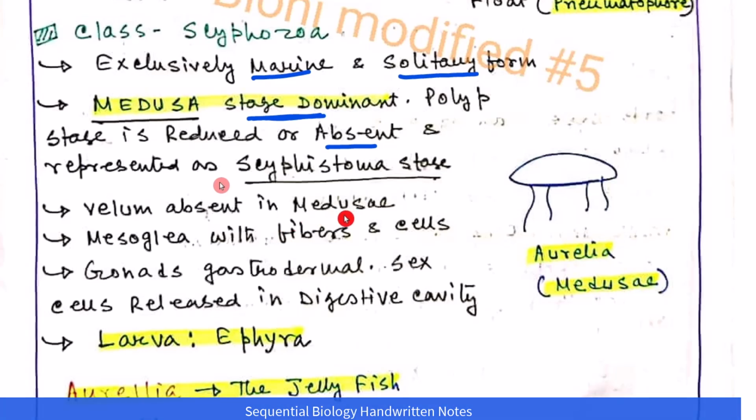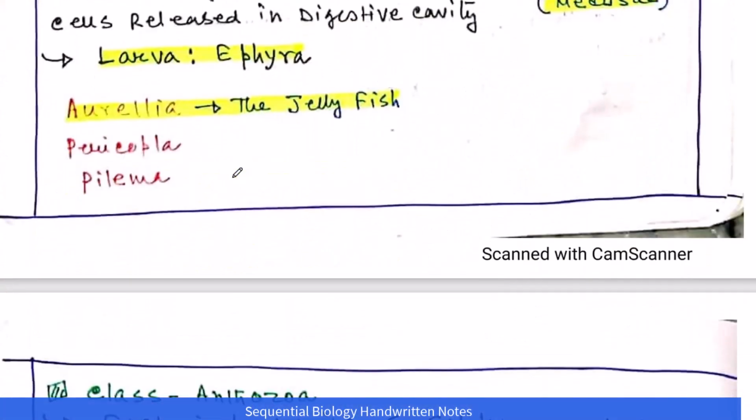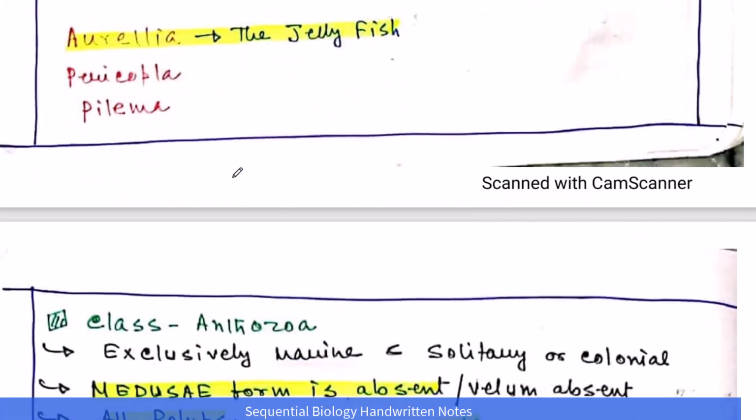Velum is absent in the medusa, and the mesoglea has fibers and cells, and the gonads are gastrodermal and the sex cells are released in the digestive cavity. Then Aurelia, the jellyfish, is a representative of this class Scyphozoa. This is Aurelia, and you can see the medusoid stage of this Aurelia. The tentacles are present in the downward position and also the hypostome is present in the downward position. This is a classic example of this class, and their larva is the ephyra larva. Examples are Aurelia the jellyfish, Pelagia and Rhizostoma.